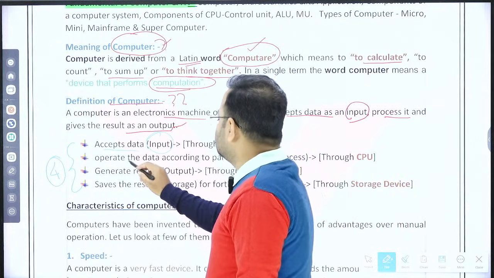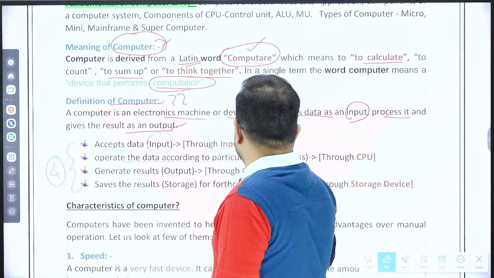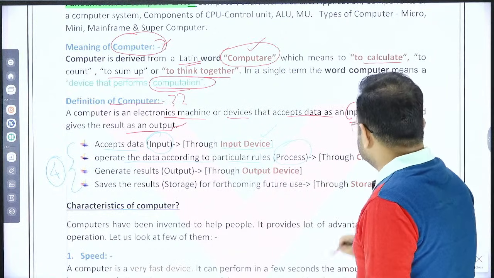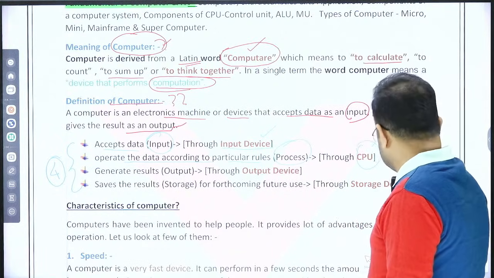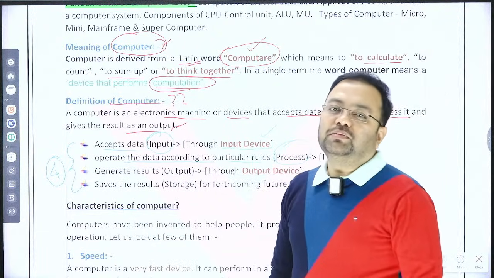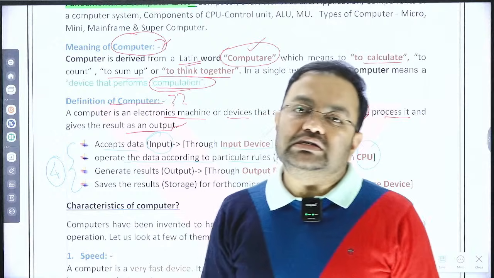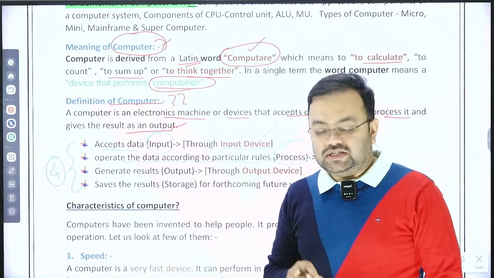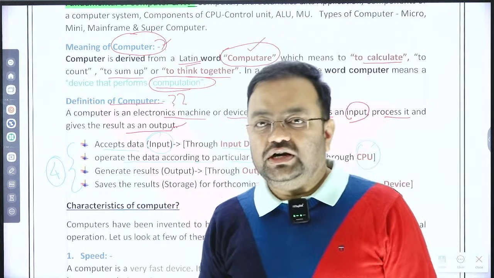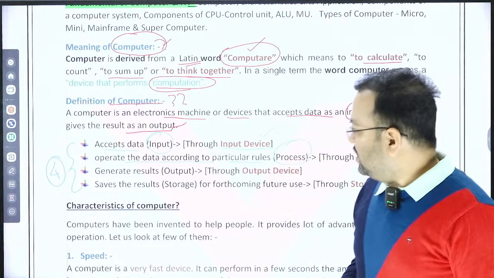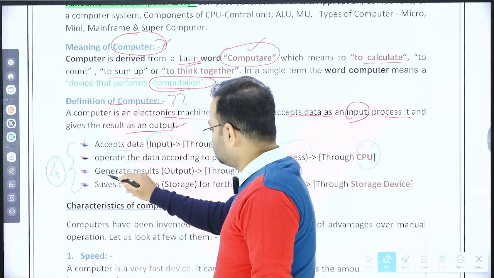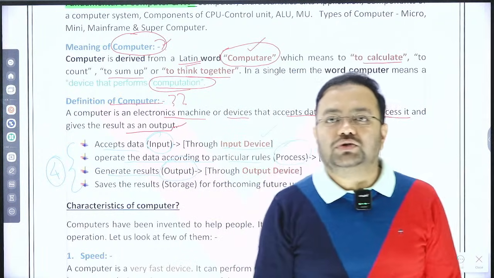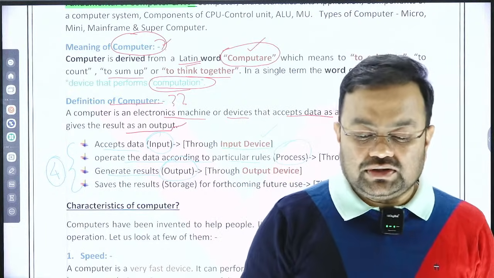Second is to process the data. To process the data, there is a device connected to the computer system, and basically we are talking about the CPU. The CPU is the brain of the computer system that is used to process the data or instructions given by the user. So first is to accept the data through input devices. Second is to process the data through the CPU. And third is to produce the result or generate the results. Here the device connected to produce or generate the result is known as an output device.